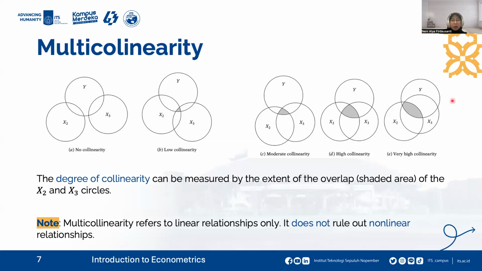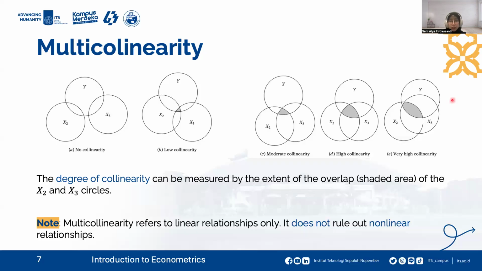If they are on top of each other, in the same shared area, they are perfectly correlated to each other, which means we have perfect multicollinearity. That's what we are going to discuss today. However, we have to note that multicollinearity only refers to linear relationships. If there are other types of relationships like quadratic, cubic, etc., we cannot measure them by multicollinearity, so it doesn't rule out nonlinear relationships.